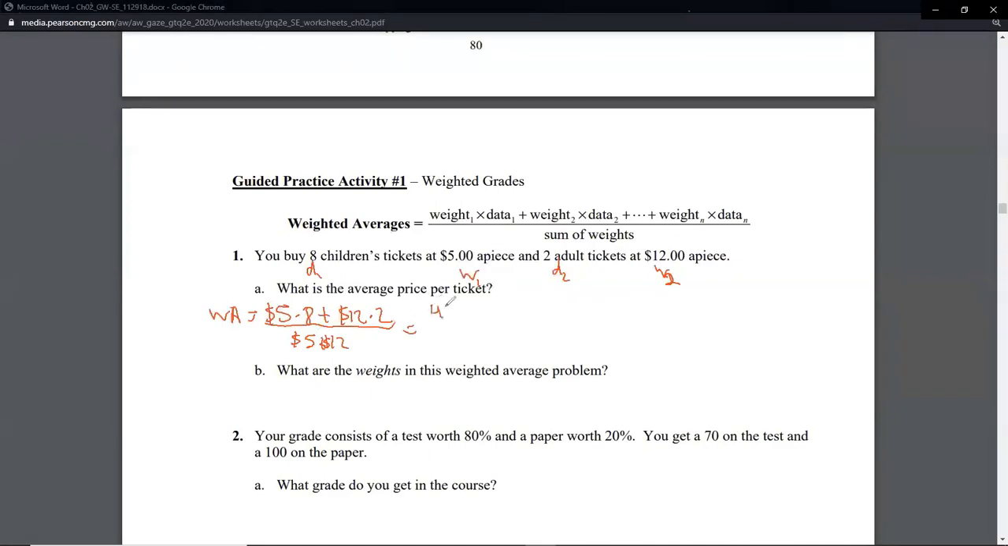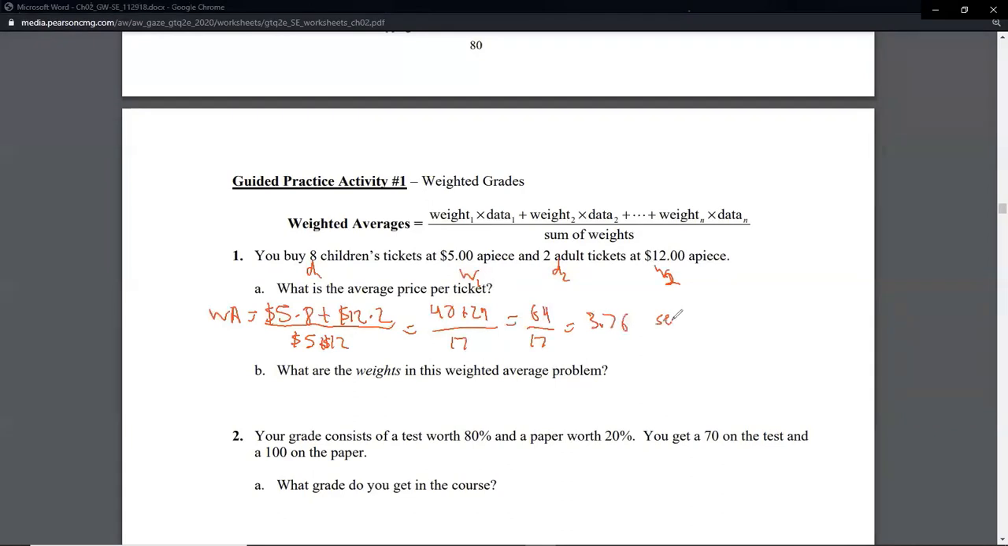So in this instance, I said 5 plus 12. 5 times 8 is 40. 12 times 2 is 24. 5 plus 12 is 17. 40 plus 24 is going to be 64. And 64 divided by 17, I can't pull up my calculator right now without taking an extra 2 minutes, so I'm doing this on my own. You get 3.76.